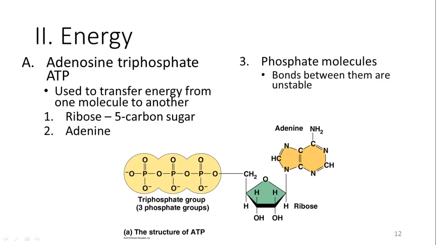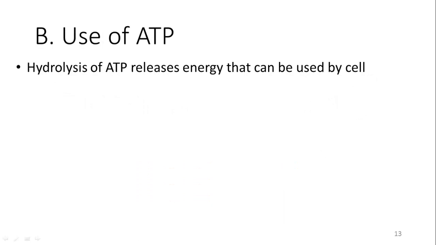Now the number of phosphate molecules is equivalent to the amount of potential energy that is on there, because these bonds are unstable, so you can add a phosphate relatively easily, but you can also remove a phosphate relatively easily. So if you take off one of these phosphates, then you have adenosine diphosphate. If you take off another one, you have adenosine monophosphate. As you take them off, you release energy, and that energy can be used for metabolic processes.